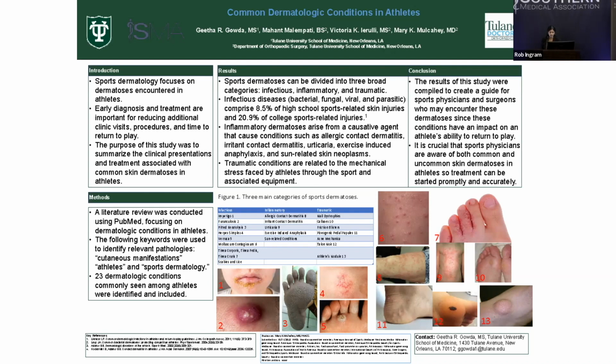And then all of these results are basically completed, like I said, to create a guide for sports medicine physicians and surgeons who encounter these dermatoses. So it's crucial that they have a little bit of awareness. Obviously, not all sports medicine physicians will go through a full dermatology fellowship, but it's important to have some of these common ones in mind when you're treating and working with athletes, because at the end of the day, the whole point of treating athletes is to get them back and return to play. So to decrease that time as well.